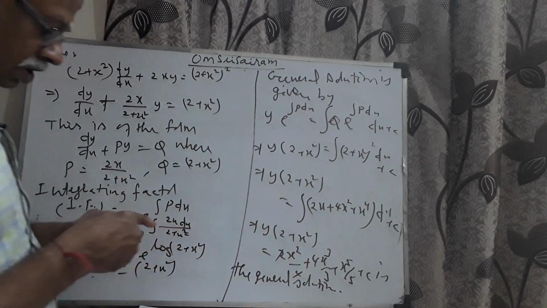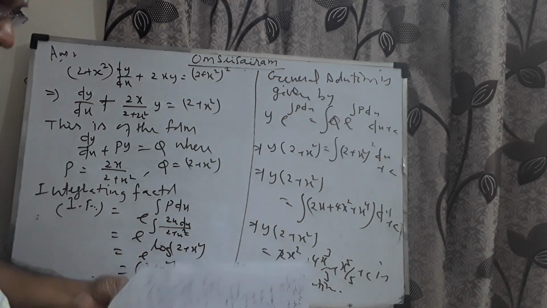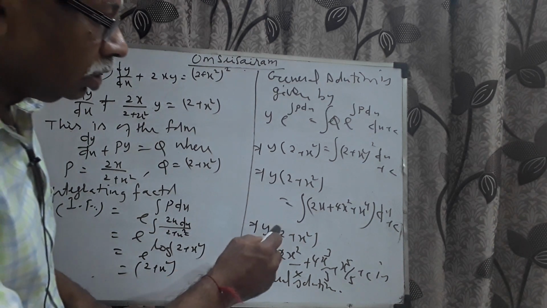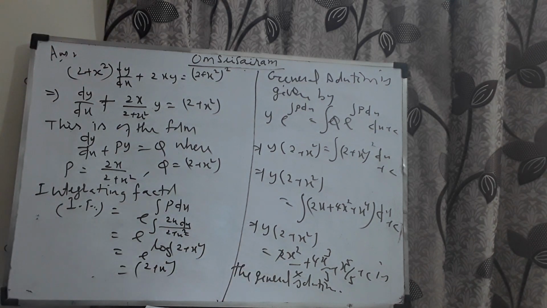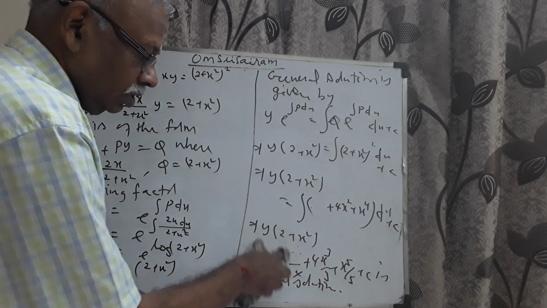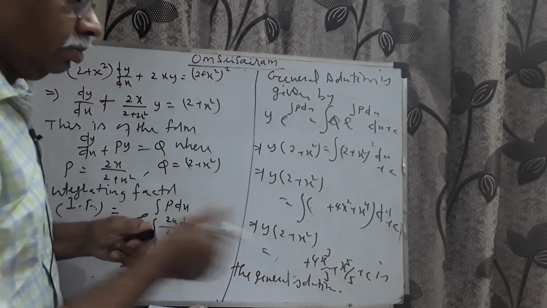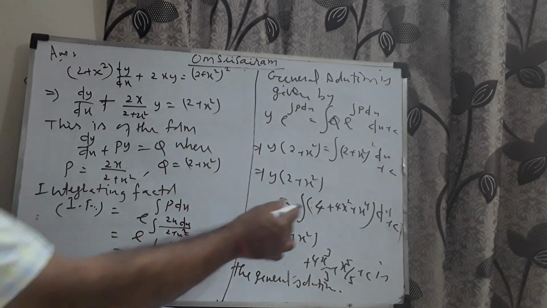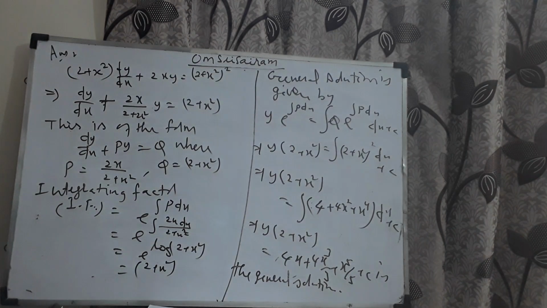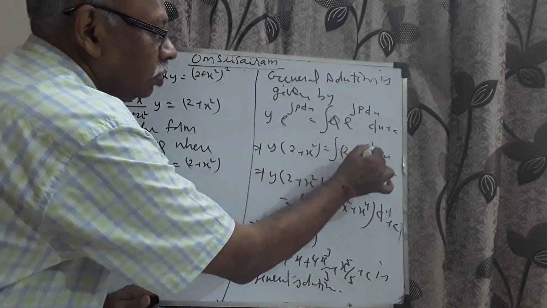Only this 2 gets cancelled in the first term in the right hand side. y into (2 + x²) is, you end up with, I have made an error, sorry. This is 4 plus 4x². Sorry, I'm extremely sorry. I made a mistake. (a + b)² is a² + 2ab + b². This will become 4x, 4x + 4x³/3 + x⁵/5. By mistake, I wrote something else.